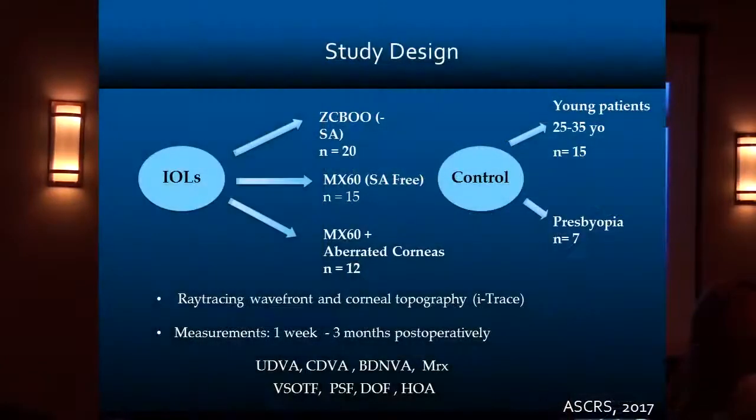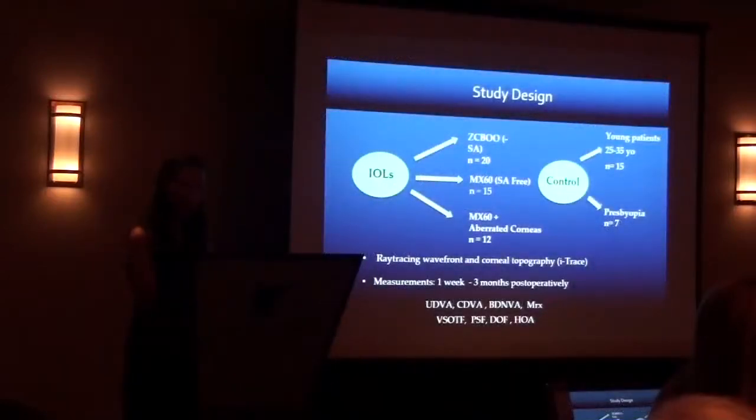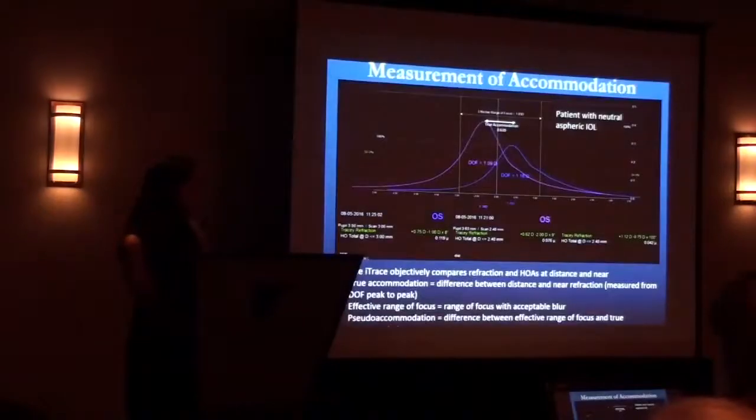We have in our control group 2 different populations, young subjects and just normal presbyope patients. And then in the IOL group, we have one IOL group, the ZCB00 IOL, which has a negative spherical aberration. The second IOL group is just an aberration-free IOL, the MX60. And then the third group is patients that had an aberration-free IOL in highly aberrated corneas. And we're looking at the depth of focus, an effective range of focus profile in all the 3 groups.